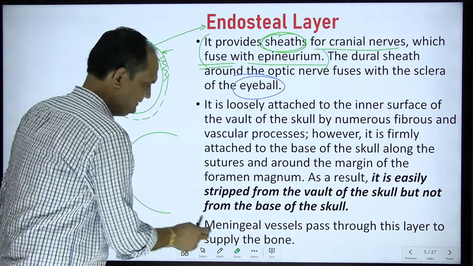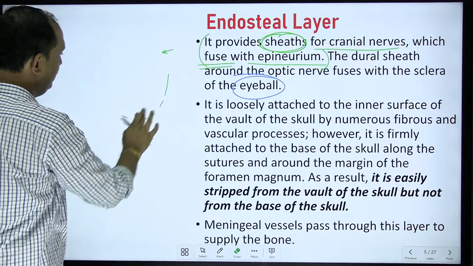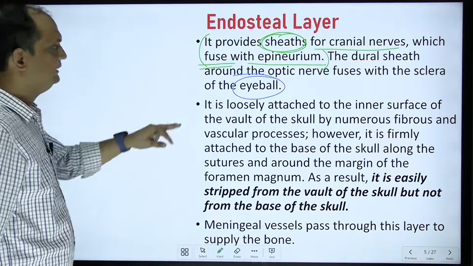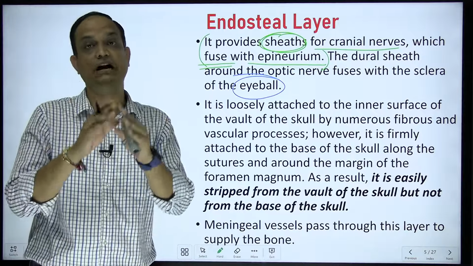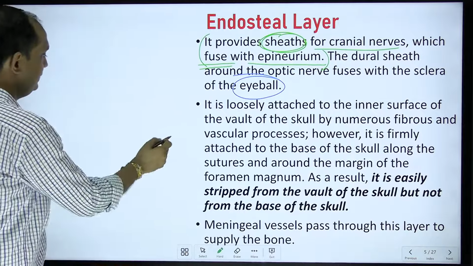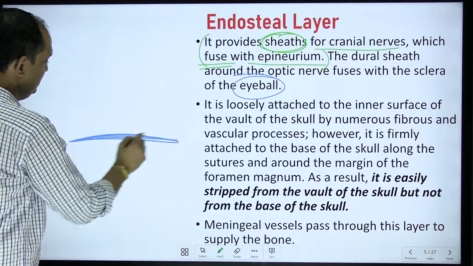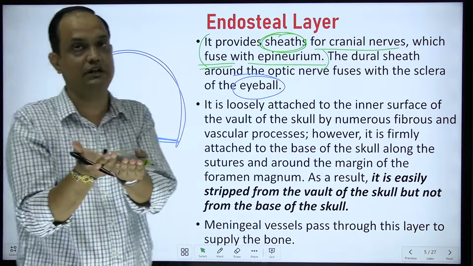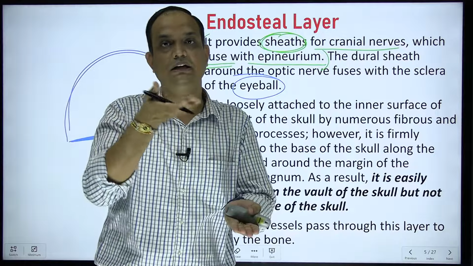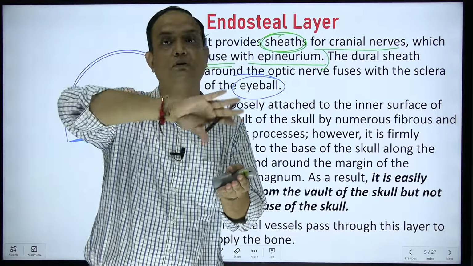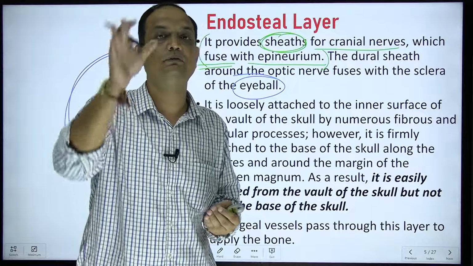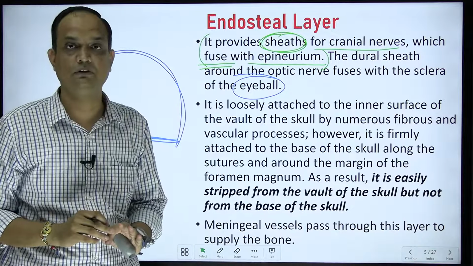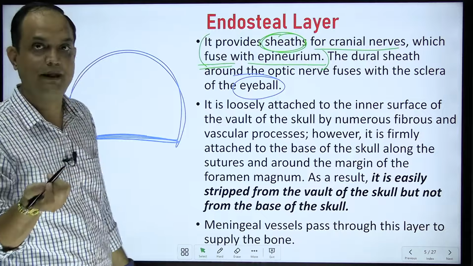Now this concept is again different from the endosteal layer at other places. We have the endosteal layer at two places: one is at the base of the skull, another is at the remaining part of the skull, because the cranial cavity is a closed cavity. So you have the base of the cranial cavity and you have the roof and floor of the cranial cavity. When we talk about the roof and floor, there is some difference between the attachment of the endosteal layer, or I should say the periosteum.